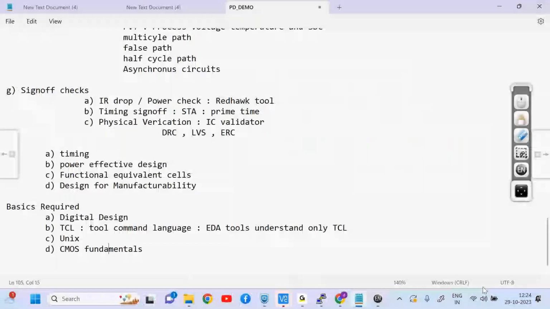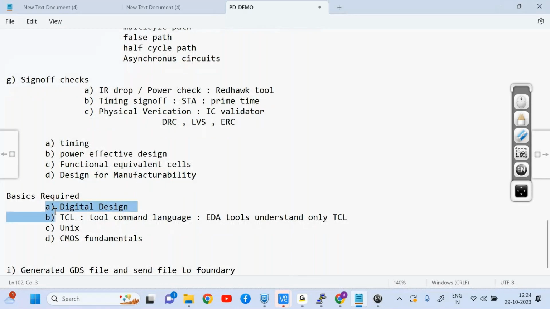And CMOS circuits. How to implement a NAND gate by using a CMOS circuit, a NOR gate by using a CMOS circuit. And layout. How to draw the layout for a NAND gate, a NOR gate. Anyhow, we are not going to draw the layout, but having the knowledge of layout is important. So we have CMOS fundamentals for that. These are the basic things required to start with advanced physical design.